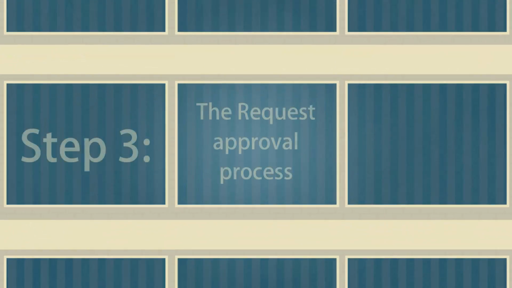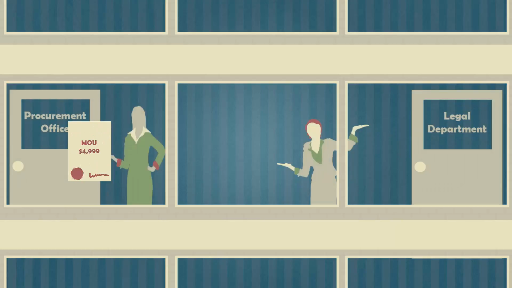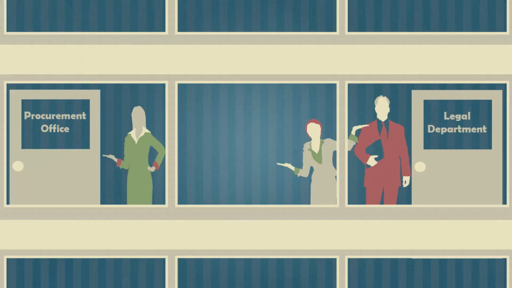Step 3. The request approval process. The MOUs will move to our procurement office. After a contract is approved, it gets passed on to the project administrator. A way to think of it is, procurement acts as an MOU's legal step in the process.